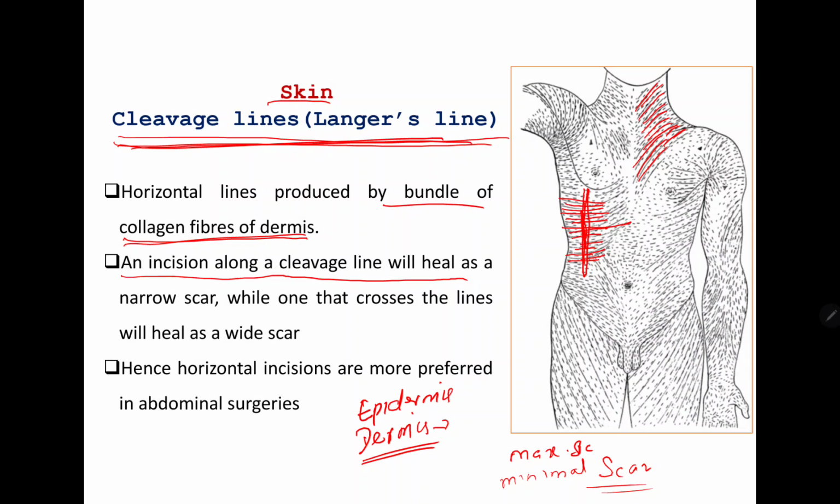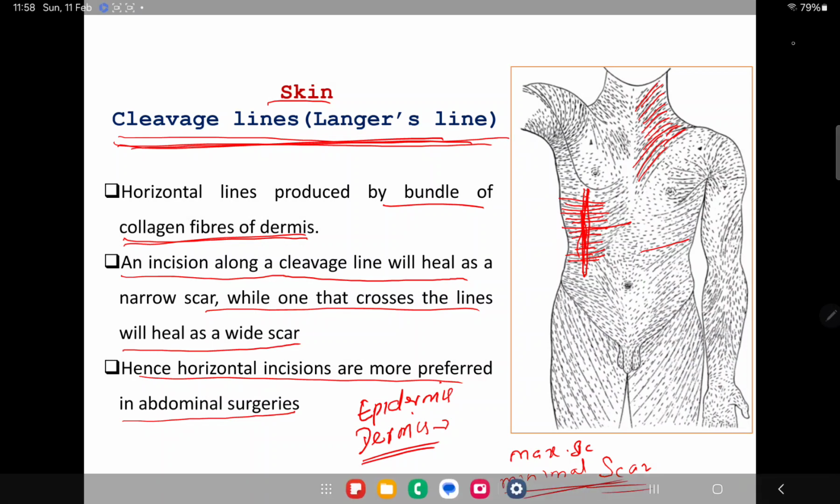An incision along the cleavage line will heal as a narrow scar, while one that crosses the line will heal as a wide scar. It produces a wide scar here. Hence horizontal incisions are more preferred in abdominal surgery. In most abdominal surgeries, horizontal incisions are preferred for minimal scar.